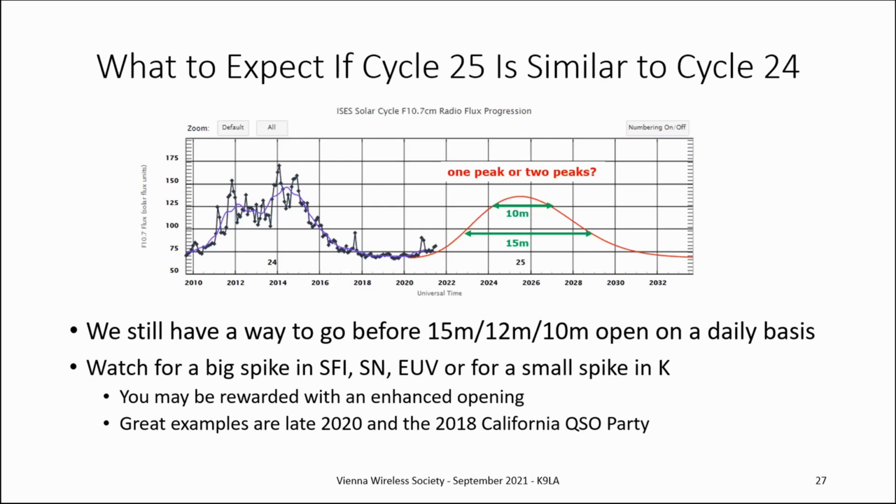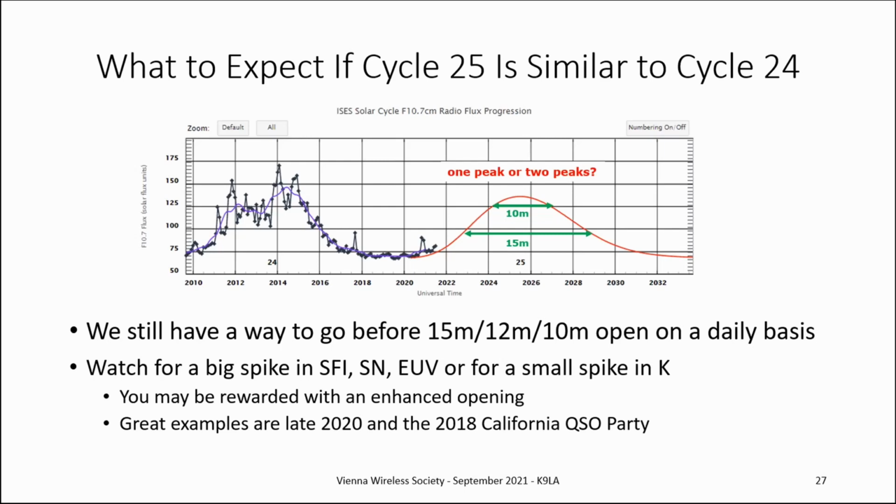But the green lines are where the solar flux has to be for a long period of time for 15 meters to come back on a daily basis. So we still have a way to go. 10 meters, we have even longer. Now, that's a pretty bleak picture. We're not going to see 15 meters open on a daily basis for maybe another year, and 10 meters for almost 2 years. But there is a silver lining in the cloud here.